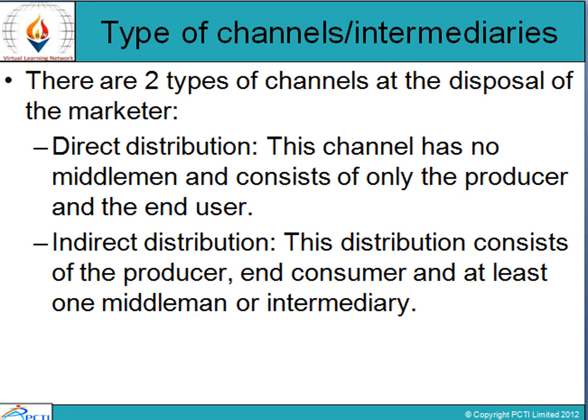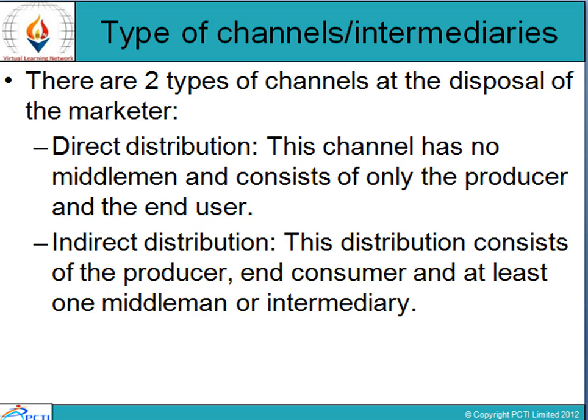When we talk about types of channels or intermediaries, there are two types of channels. First is direct distribution, another is indirect distribution. Direct distribution does not involve any middleman, and it has only the producer and the end user. Here the firm reaches directly to the consumer, and the banking industry mostly uses this mode of distribution. Only those goods are marketed this way whose firms have strong finance and can afford to lock up a lot of their capital in inventory, or whose products have high technology.